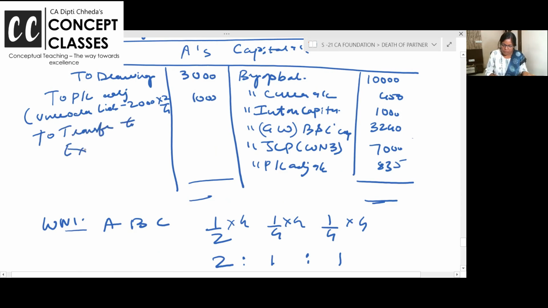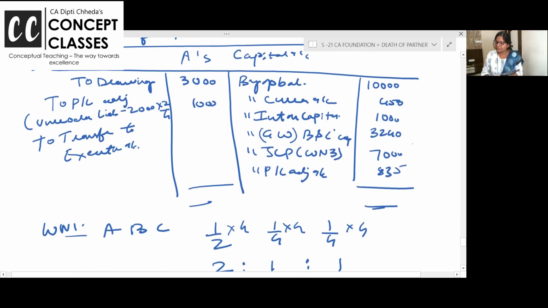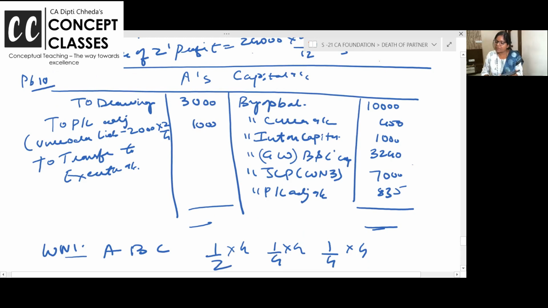Transfer to executor's account. Transfer to his executor's account. 10,000 plus 450 plus 1,000 plus 3240 plus 7,000 plus 835. 22,525. 22,525 minus drawings are 3,000 minus 1,000 unrecorded liability. 18,525 is coming balance. Complete it. I will re-explain. The adjustments are really very nice for this 10th problem.